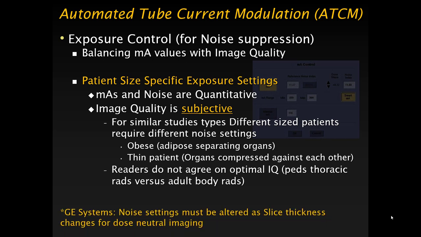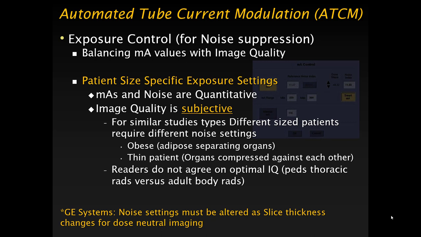It's important to keep in mind on GE systems, your noise settings must be altered as slice thickness changes for dose neutral imaging. And this is whether or not you're using the noise index system. If you use your noise index and you type in 11 noise index and you change to a 625, the system is going to recommend a higher noise value. It might recommend like a 25 or a 30 noise index value.